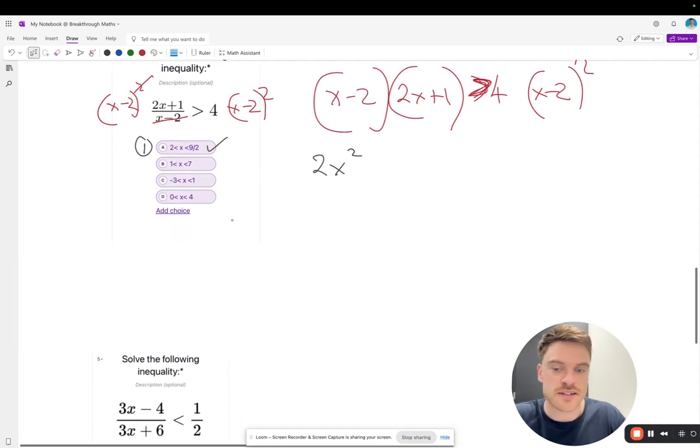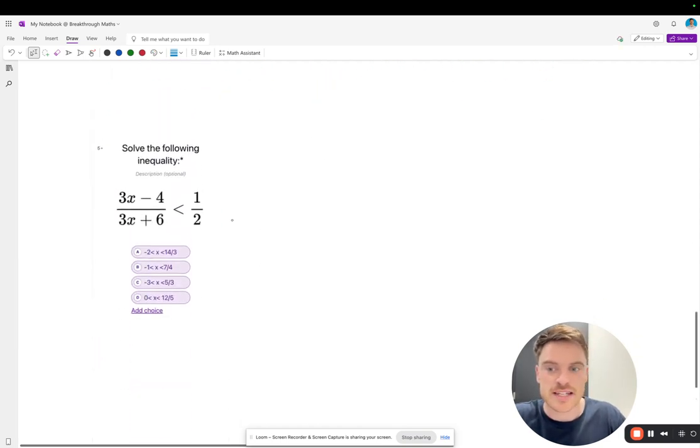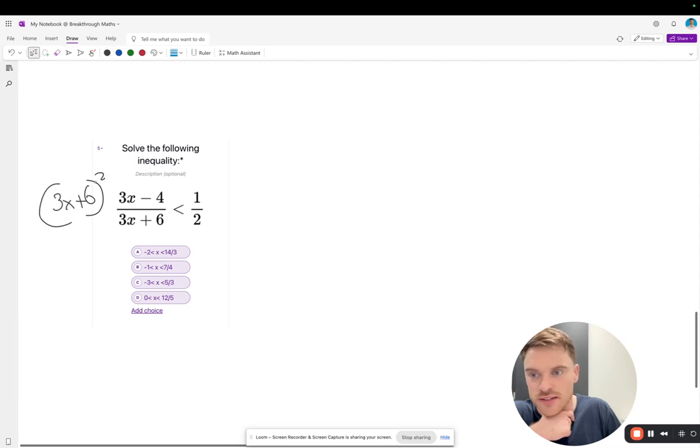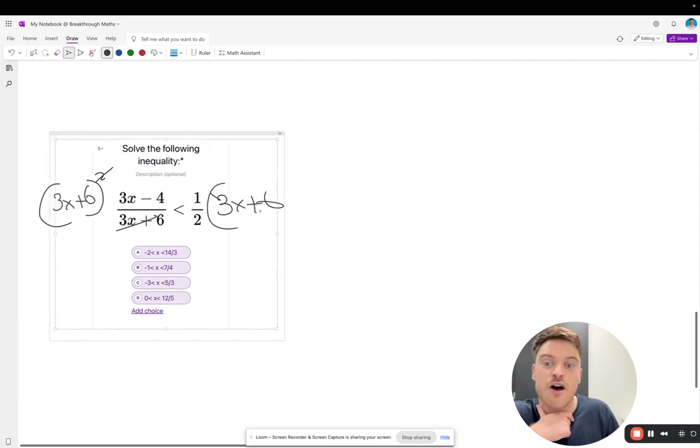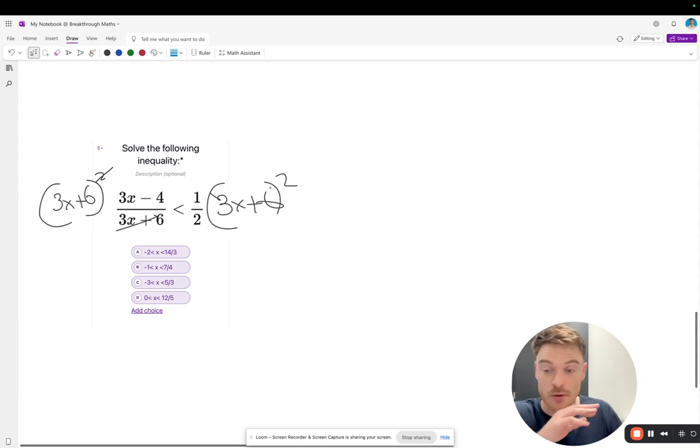But that's what I do to start it. And look, a similar thing here. When fractions are a bit hard to work with, you could do, as I said, 3x plus 6 all squared. That means it's gone. What I do on one side, I do on the other side, and it works out. The answer to this one here also is 1.